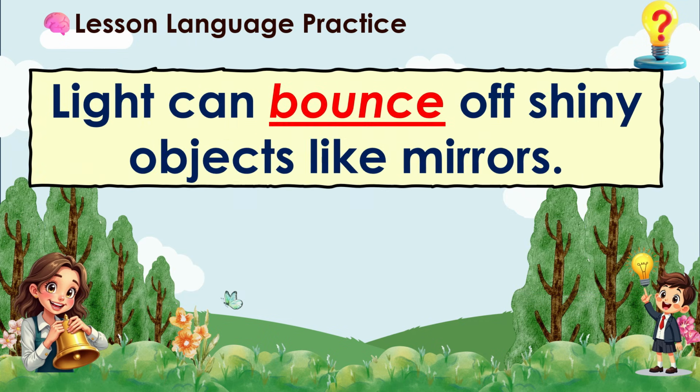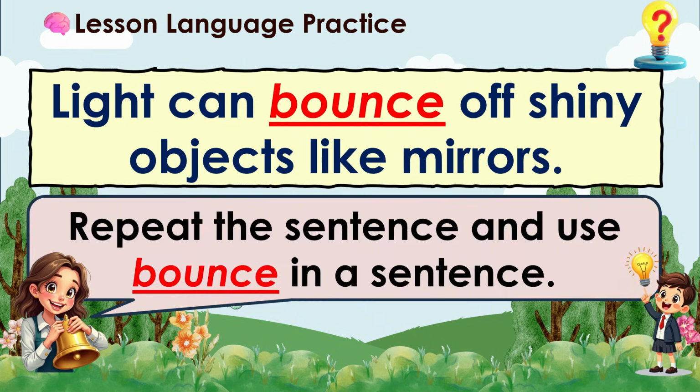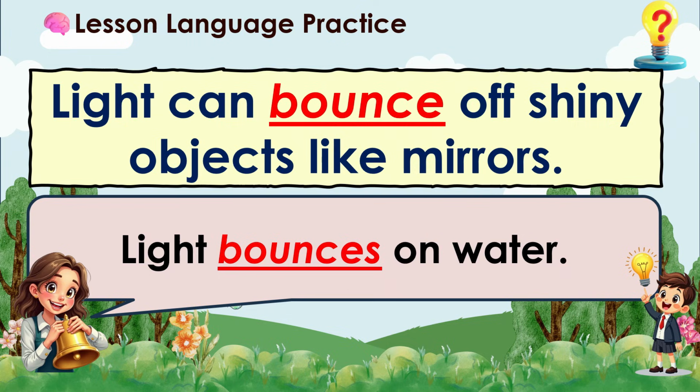Another lesson language practice. Light can bounce off shiny objects like mirrors. Repeat the sentence, then use bounce in a sentence. Example sentence is light bounces on water.